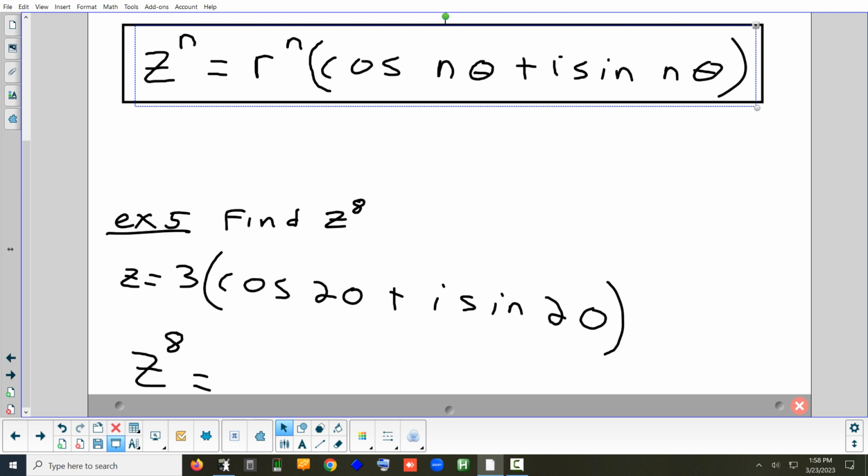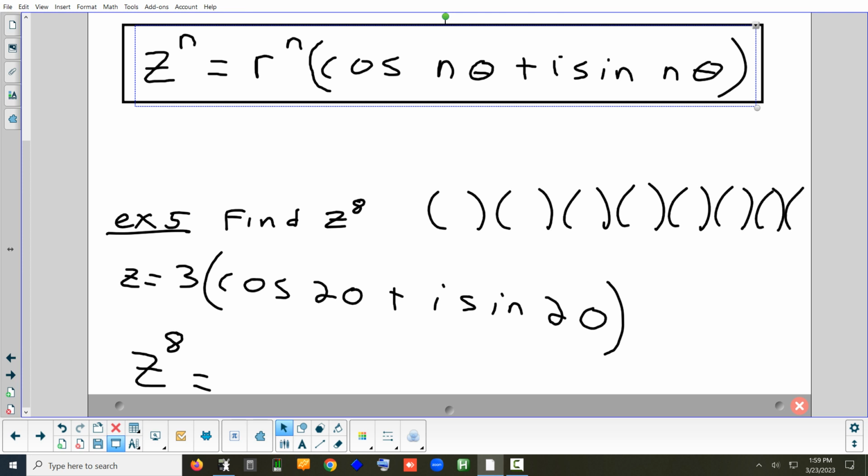So this is raising something to the 8th power. Even 8, that's kind of bad if you had to do that the old way. You're going to have to write your complex number down 8 times, and then you'd have to FOIL everything together. There's just too many things you could do wrong with that. You're not going to have enough time to FOIL something 8 times. So they've taken the complex number and changed it to trig form. And now we can raise that to the 8th power very quickly.